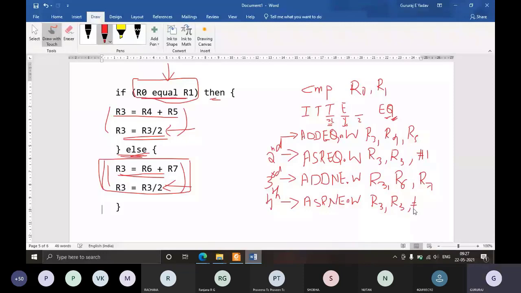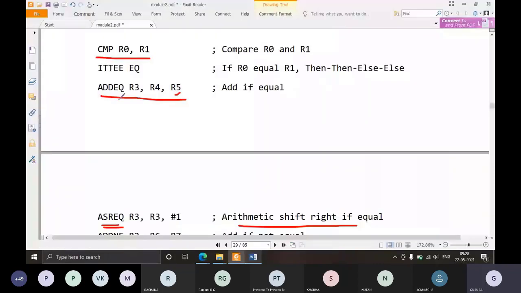And when should this fourth statement execute? Whenever the condition is false. So how will you indicate that? You have to indicate that in the Z component. Since the condition is false, you indicate it by E. So totally it is ITTEE followed by EQ. This is the example. You can see that here also, ITTEE EQ.